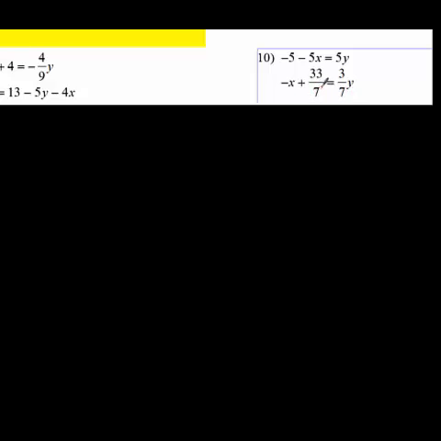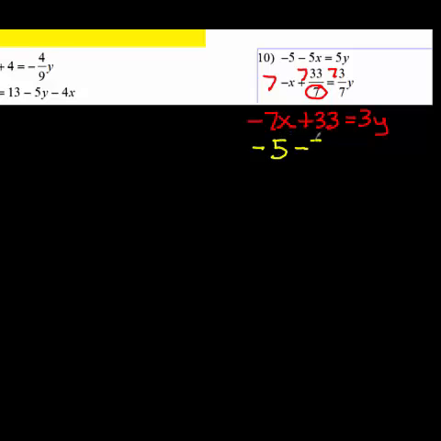Okay, so same general process for something like this. Let's just get rid of this fraction look. So let's get rid of that 7. So multiply everything by 7. And so that would give me negative 7x plus 33 equals 3y.